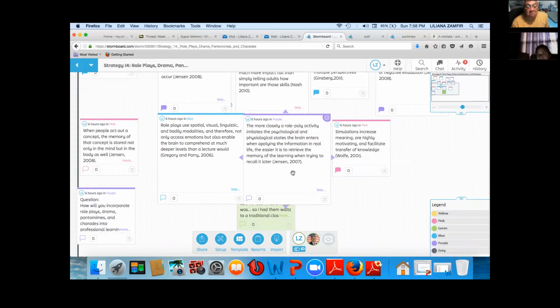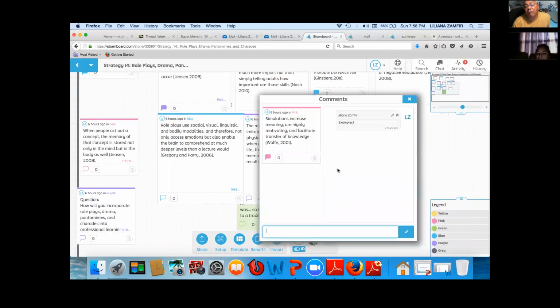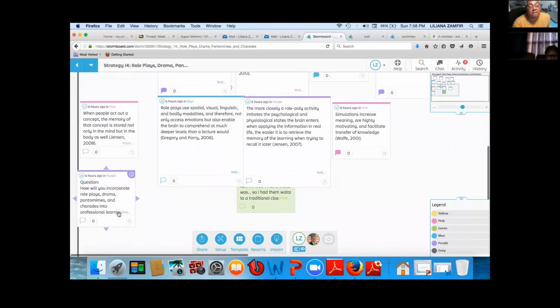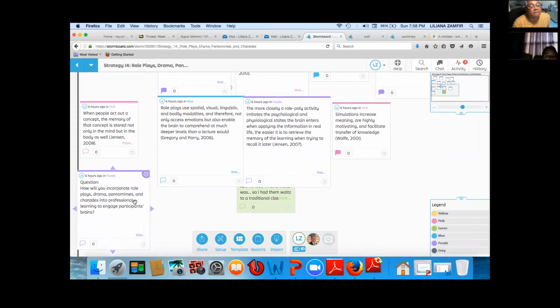I think this is very similar to what we saw on the blackboard, that story Dr. Lewis posted about her husband rescuing the dolphins. Simulations increase meaning, are highly motivating, and facilitate transfer of knowledge. Let me give some examples. And the question for the whole class: how will you incorporate role plays, drama, pantomimes, and charades into professional learning to engage participants' brains?